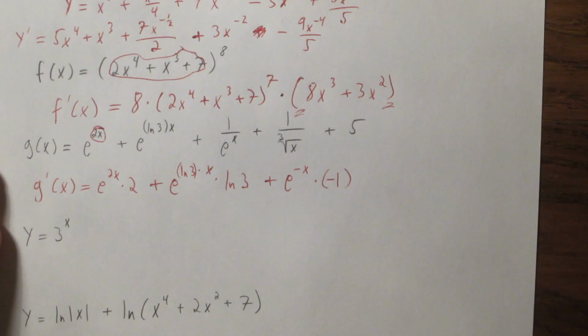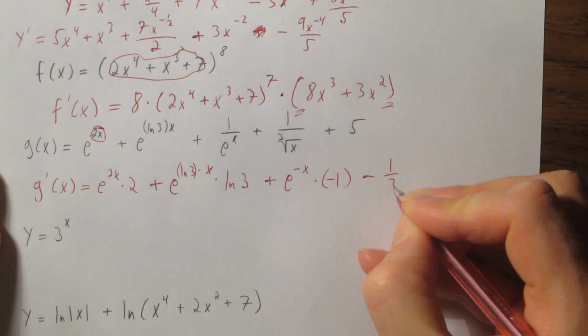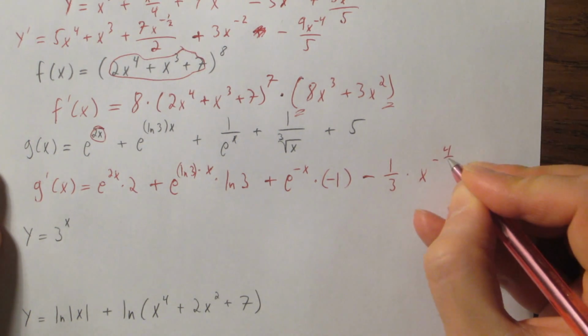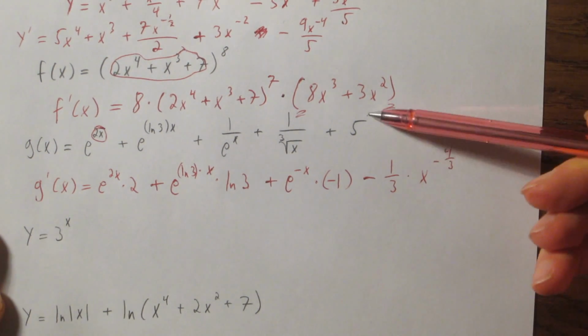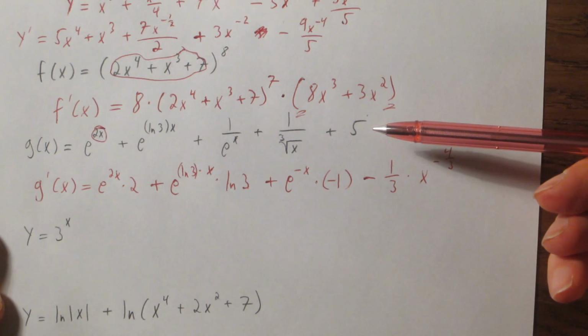This guy is x to the power of minus a third, so the minus third comes down, and the new power of x is minus 4/3. Please do not use mixed form. Thanks. Constants on their own differentiate to 0.